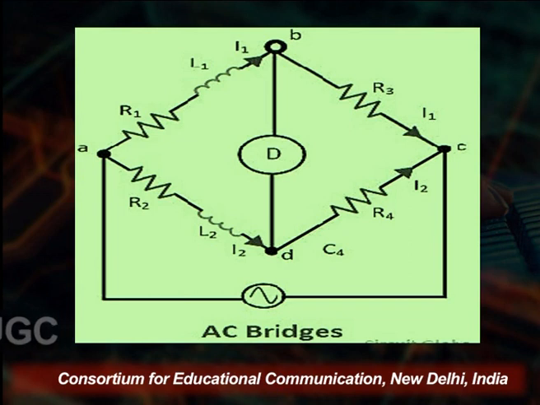You see there are the 4 arms connected with the source. On the bottom we have the AC source, and D is the detector which notes the deflection in the bridge, and you see that it is connected with the resistance and the load. So R1, R2, R3, R4 are the resistances and the loads are L1 and L2.